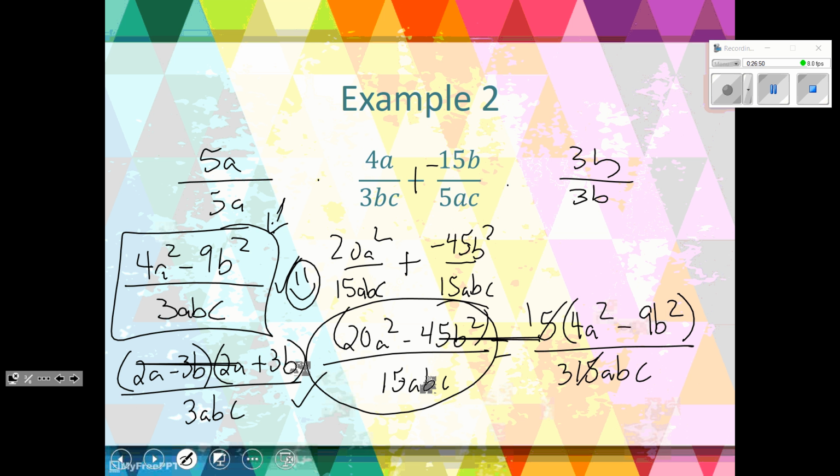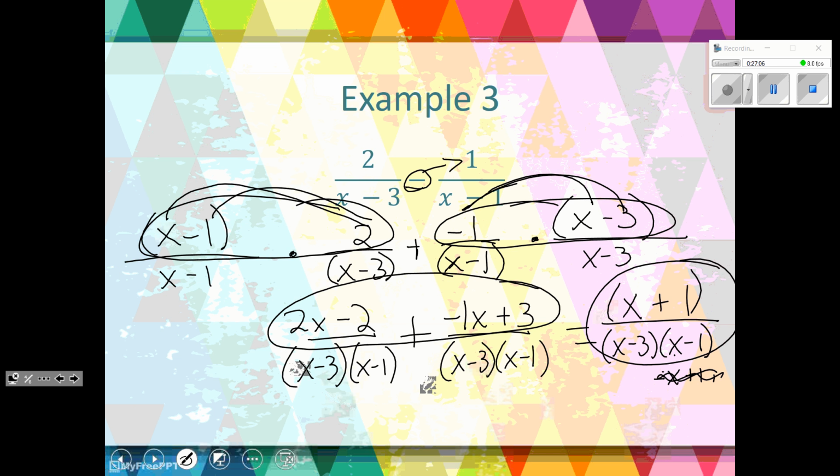Okay, because these don't match. This has an a squared, and this has a b squared. They're not like terms. Does that make sense? You can only add together like terms, what matches. Over on this one, these actually match. That's the same variable raised to the same power, 2x and -1x. So you can actually add those. Does that make sense? And -2 and +3, they're just numbers, integers. You could actually add those. That's a good question. But does that make sense?